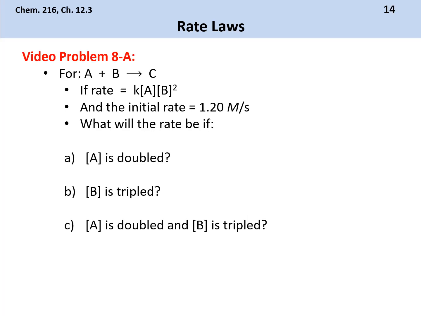All right, so you're going to do this in the next section. We're told that rate equals K times the concentration of A times the concentration of B. That means A is first order and B is second order. We're told the initial rate is 1.2 molar per second. What happens if I double the amount of A? What happens if I triple the amount of B? And question C, what happens if I do both at the same time? You'll do this problem and you'll see the solution later.